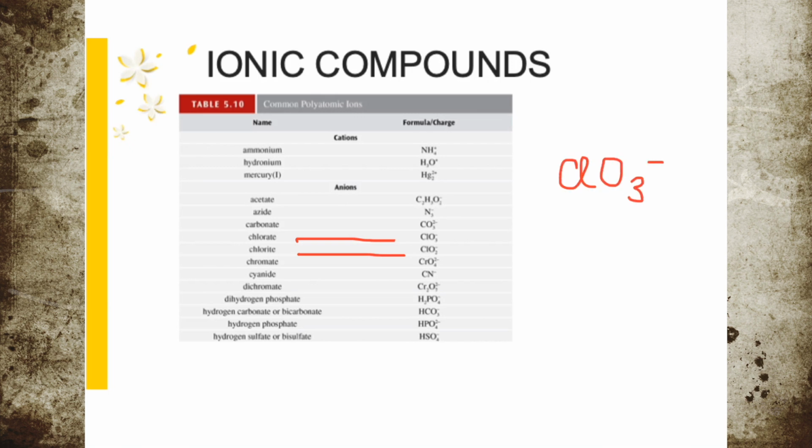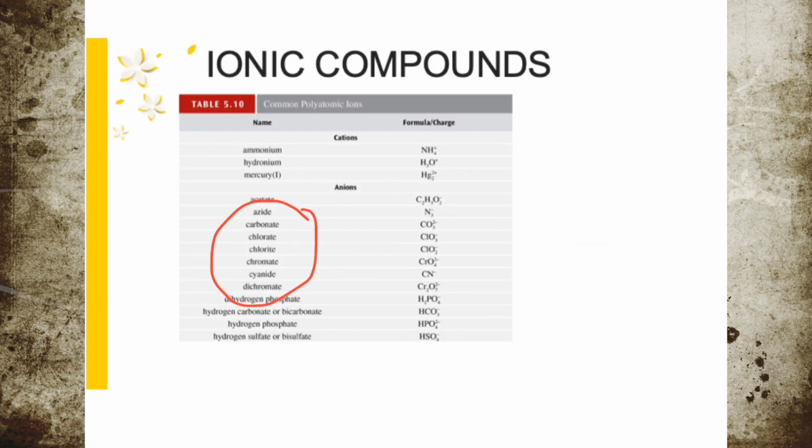That is why if you have a chlorate, it's ClO3 minus, that's a chlorate. And a chlorite will be ClO2 minus, that's a chlorite. The ion with one more oxygen atom than the other will be an -ate, while the ion with one less oxygen atom will be an -ite.